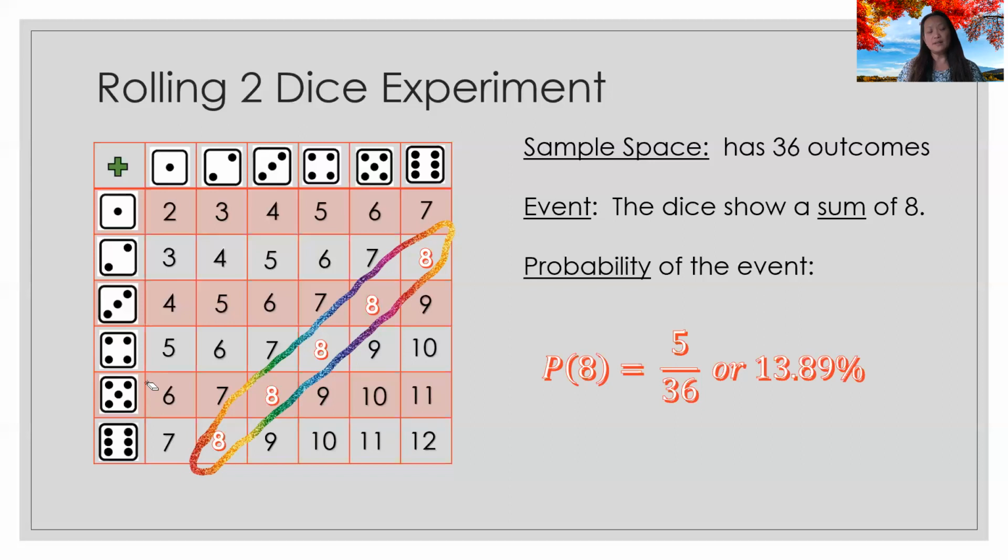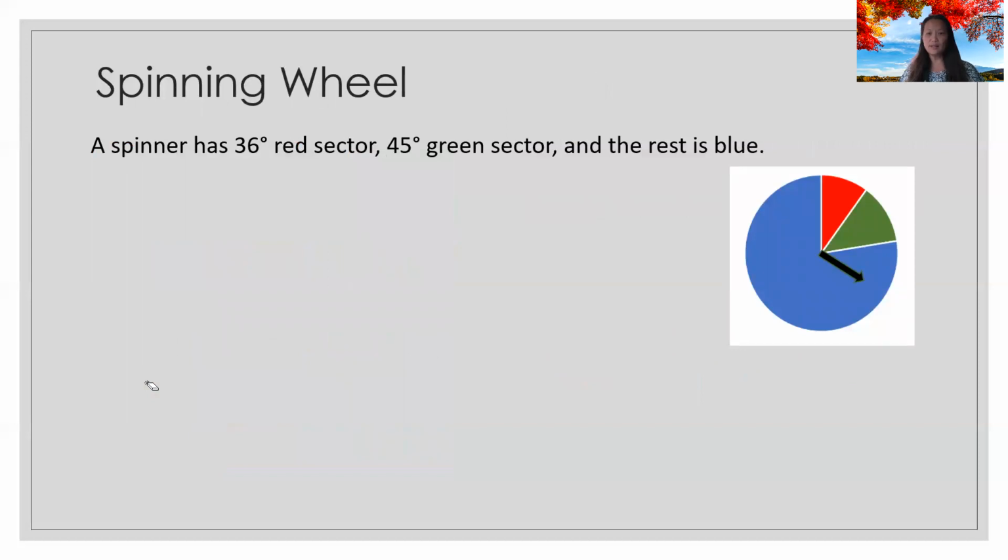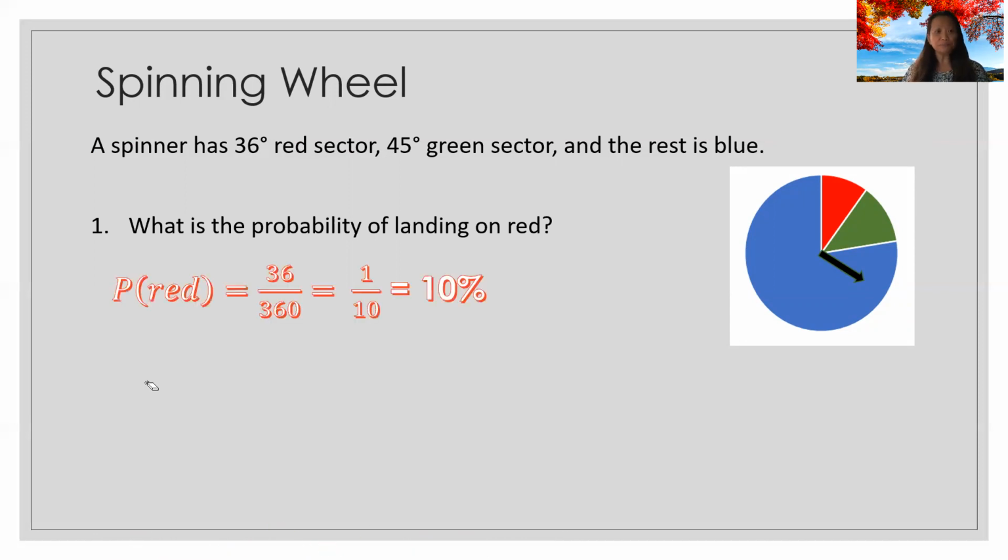Okay, here's another example that we normally see. It is this sort of thing here, right? Like if you are playing a game and you got to spin. The spinner has a 36-degree red sector, a 45-degree green sector, and the rest is blue. Now, suppose I asked you, what is the probability when you spin that spinner that it would land on red? Well, red is 36 degrees out of the whole entire full circle. And we know a full rotation from our geometry section is 360 degrees. So 36 out of 360 conveniently is 1 out of 10, or we would say 10%, right?